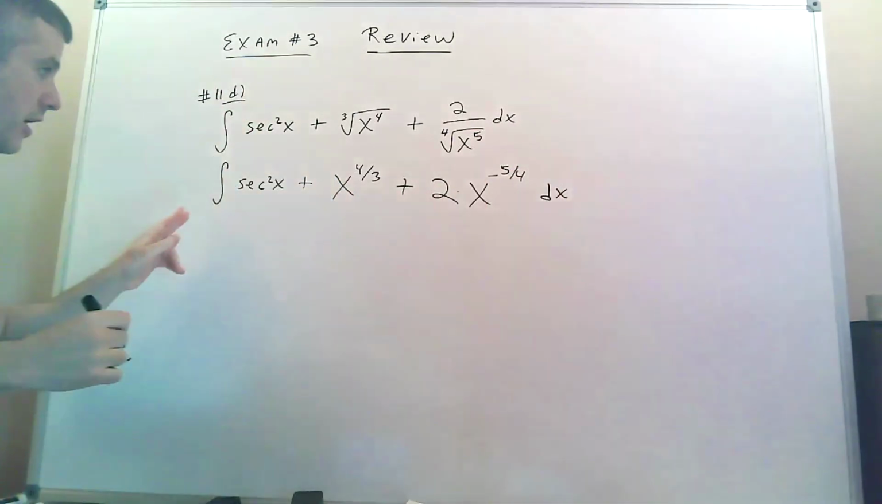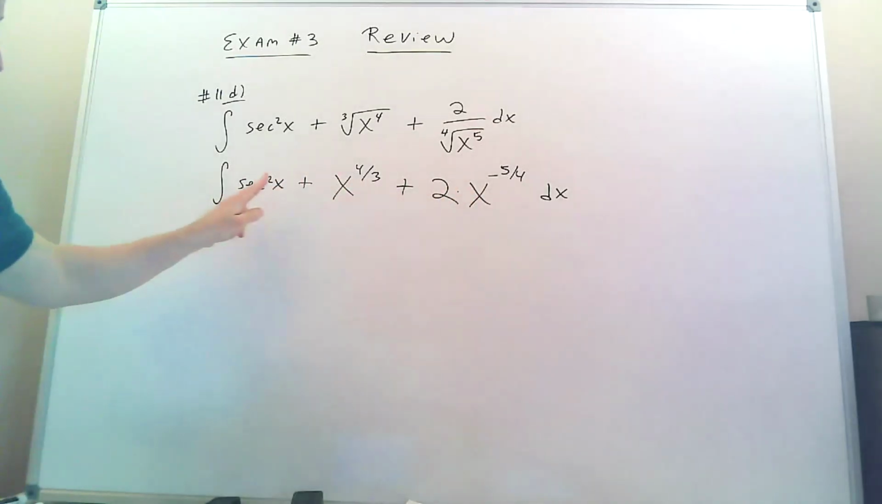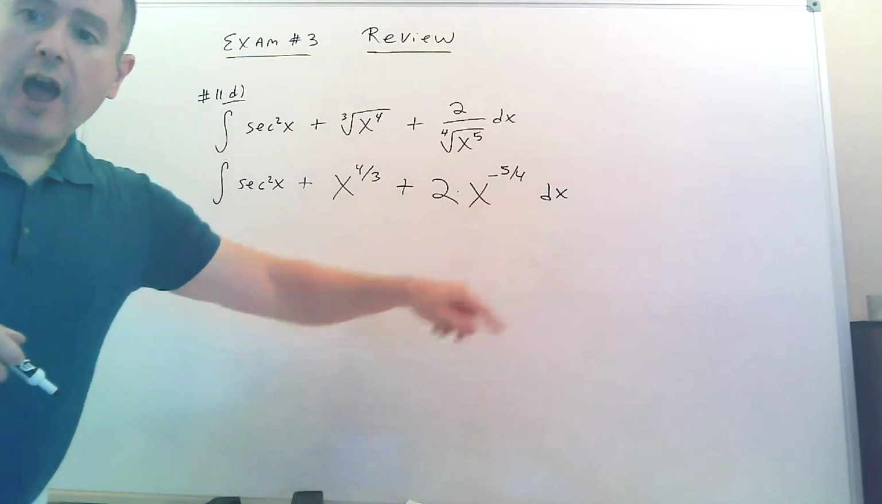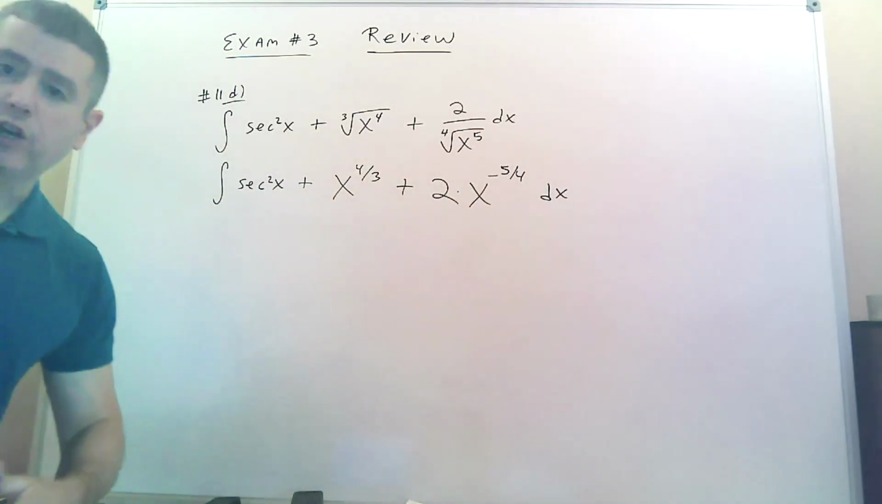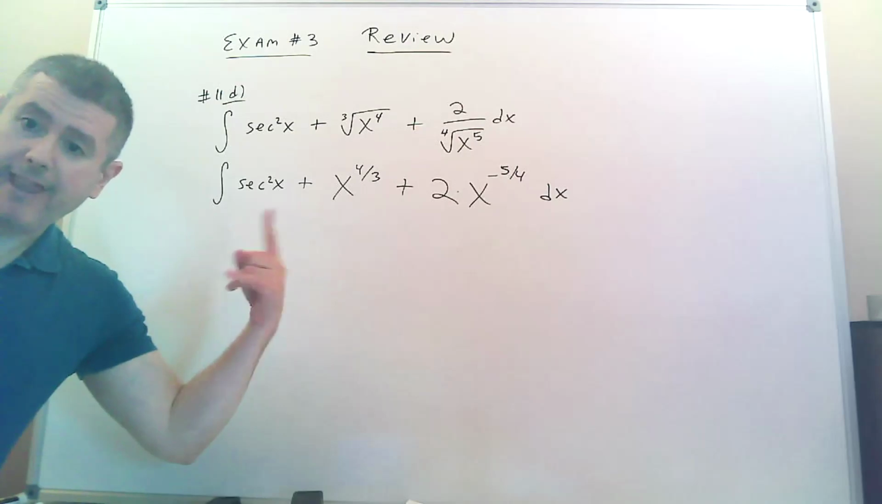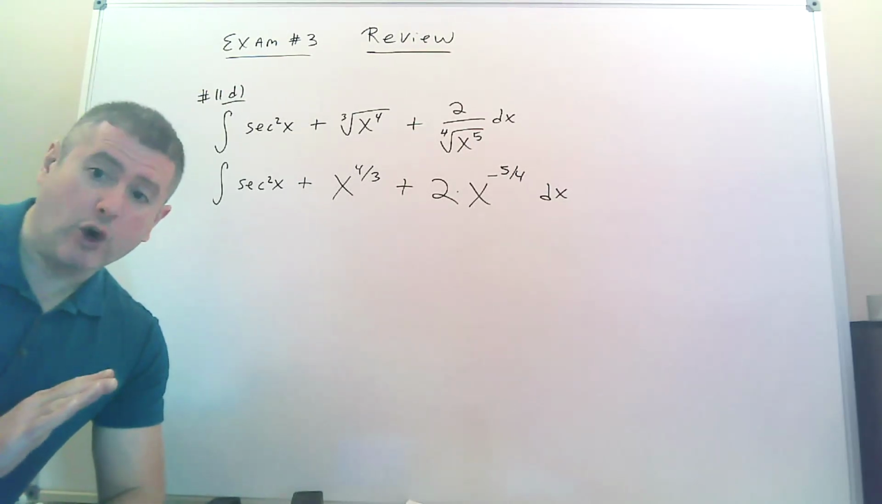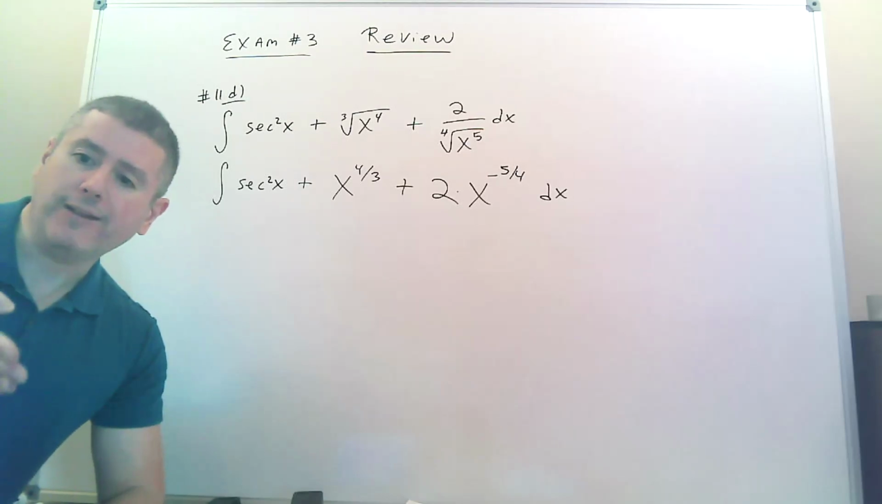Why is the dx there? Remember, this thing here is a derivative. That's why the dx is there. I started with some function and I took its derivative and I got that. I'm trying to reverse it and figure out what I started with. That's the whole point of antiderivative. What did I begin with?